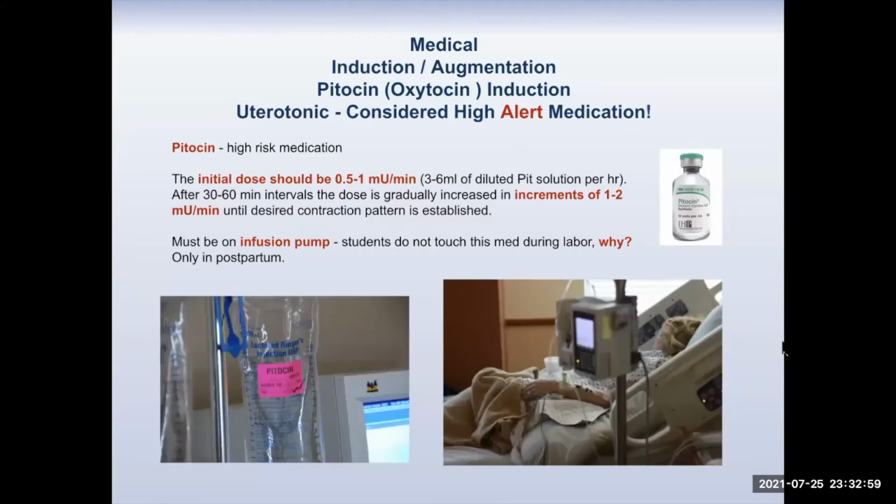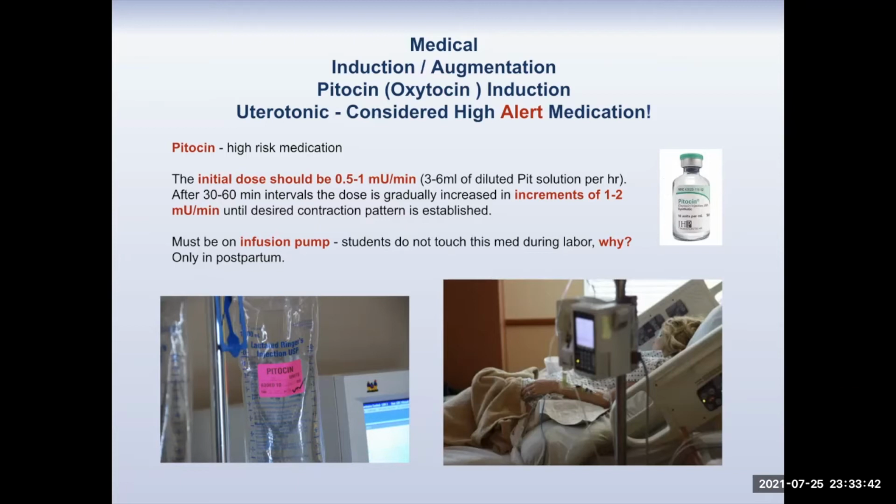Pitocin or oxytocin is another way we can induce or augment mom. Now, this is a very strong medication, and it's called a uterotonic. It is considered a high alert medication. It's a high risk medication. So much so that the initial dose is first diluted, 10 units of Pitocin into 1,000 milliliters, typically. The initial dose is 0.5 to 1 milliliter per minute, and it's very slow. That's like 3 to 6 milliliters of diluted Pitocin solution per hour.